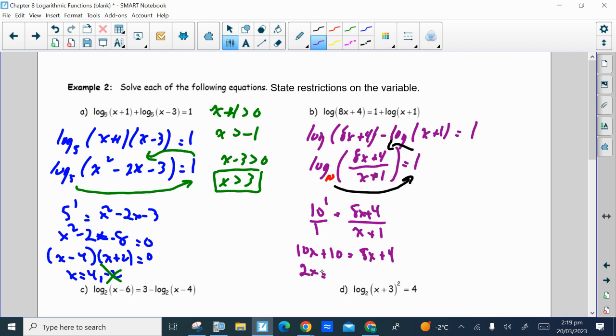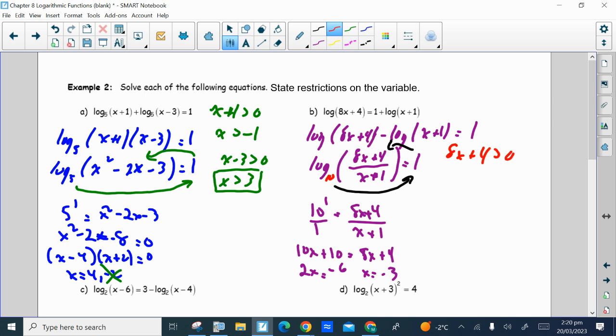So subtract the 8x from both sides, bring the 10 over, and you're going to get x equaling negative 3. Which, if we look up at our equation, negative 3 won't work. We state our restrictions here.